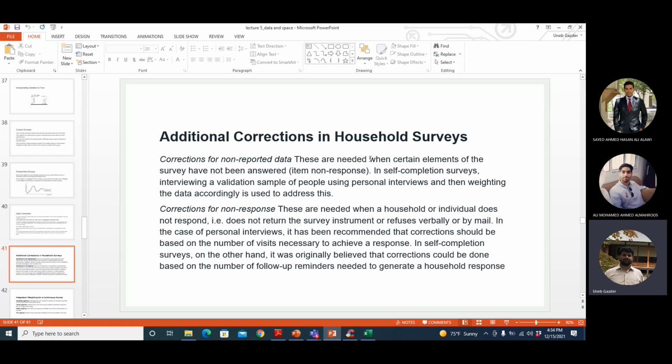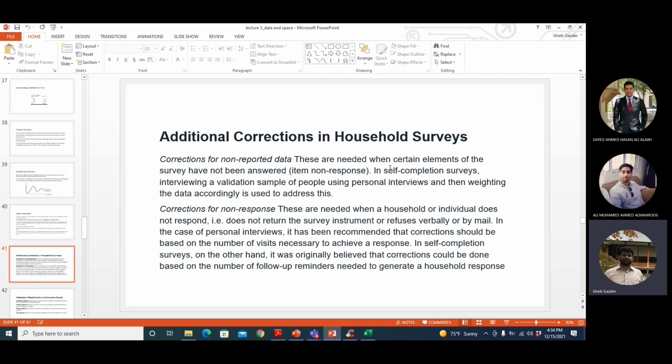Some elements of the survey may not have been answered. For example, people may be concerned about stating their income. So this element may not be answered by many household survey questionnaires. Obviously, if you are doing an interview survey, you are asking the question, so you have a better chance that the item will be answered. But if you have given them a questionnaire and they are supposed to fill it in themselves, then there is a very high chance that some of the items may not be answered.